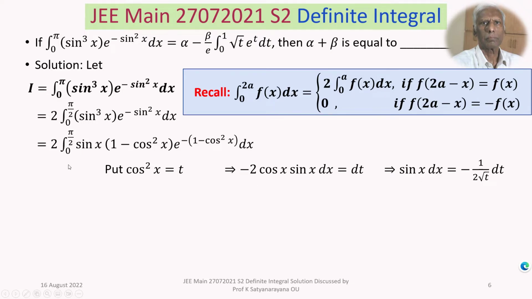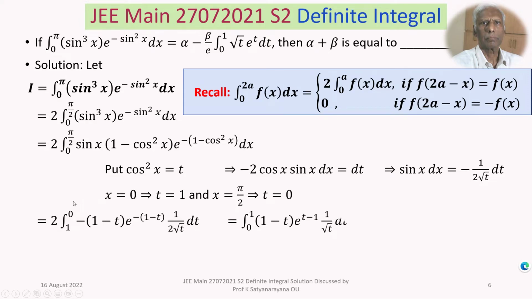And we go back. What happens to the limits after substituting this? Now, when x is equal to 0, t will be cos square 0. That is, cos 0 is 1, so t is 1. And when x is equal to pi by 2, cos pi by 2 is 0, so t is 0. So the above integral becomes 2 times integration, with limits 0 to pi by 2 becoming 1 to 0, and sin x dx is minus 1 by 2 root t dt.